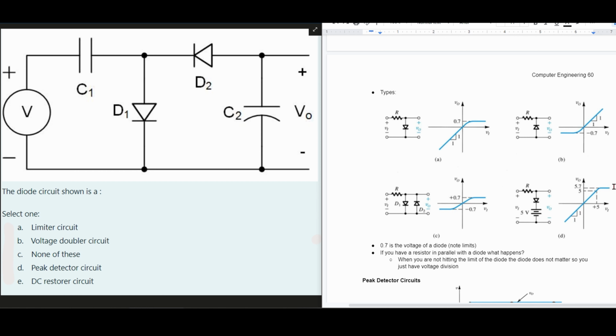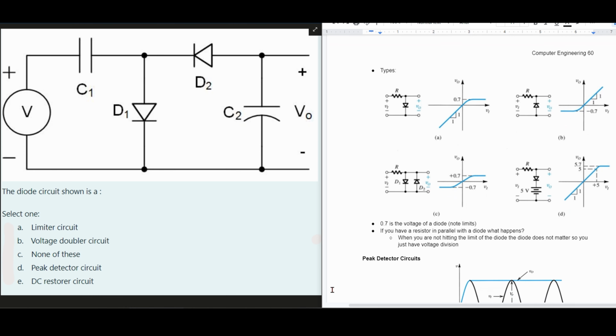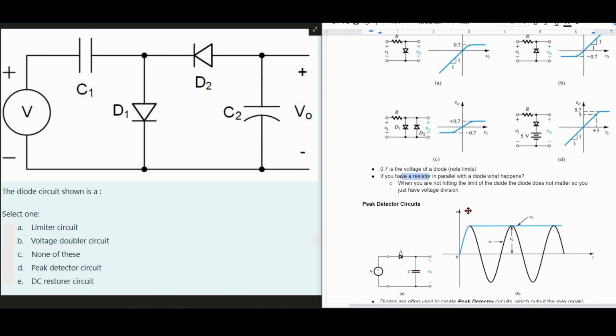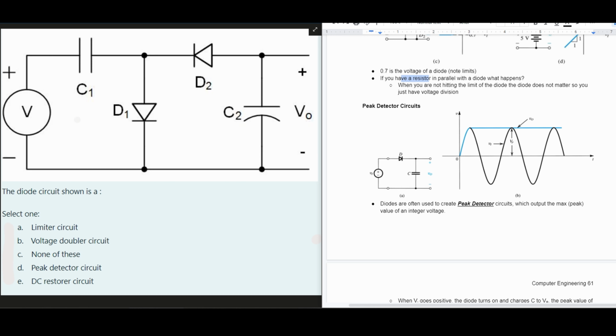So it's going to limit at 5.7 here, and it'd be the same thing if we had this diode right here, just the opposite direction. So if the resistor is in parallel with the diode, what happens if we have another resistor right here? Well, when we are not hitting the limit of the diode, it does not matter. So we still just have voltage division. So let's look at this.